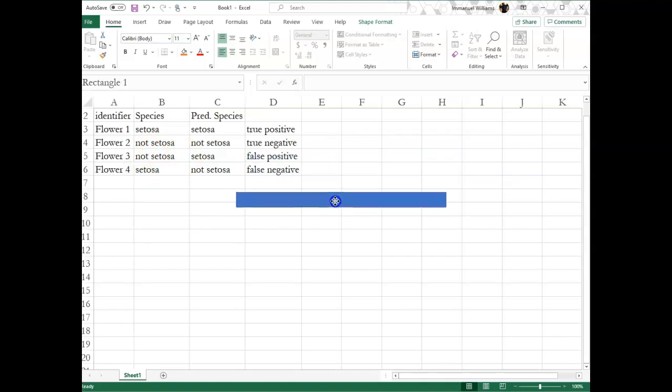And last but not least, setosa. In reality, it's setosa, and we say that it's not setosa. This is a false negative. We can potentially go deeper. I think we might go deeper, but there are other metrics that can occur based on this reality.